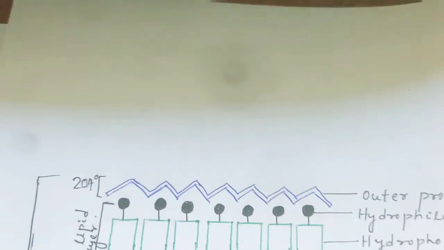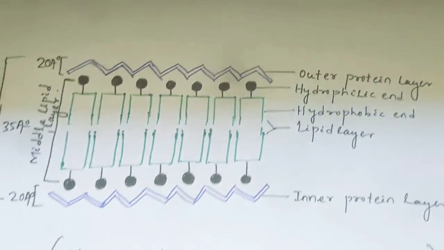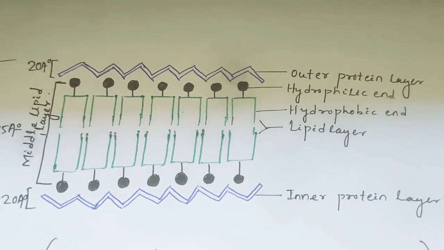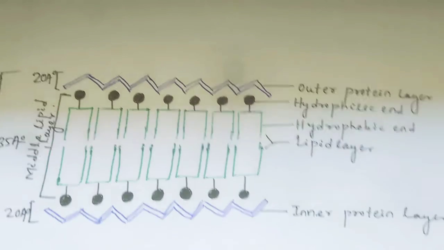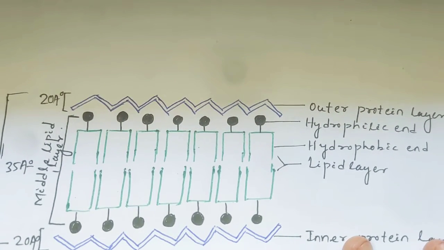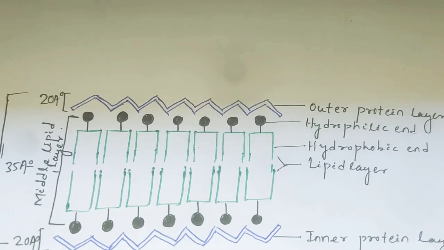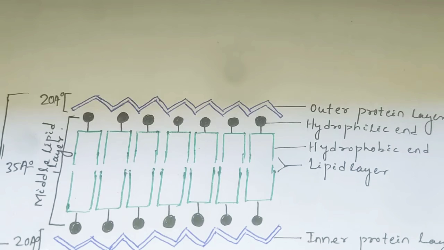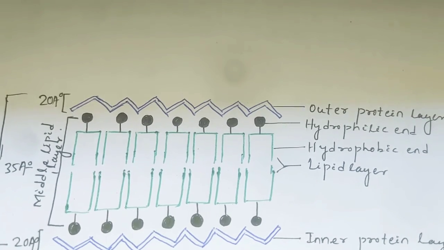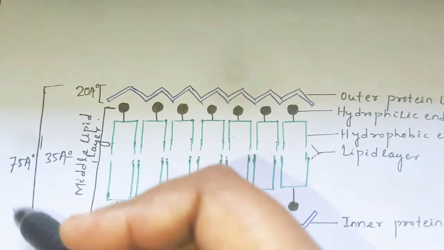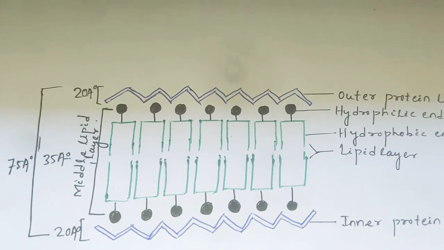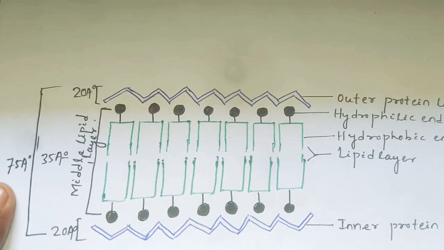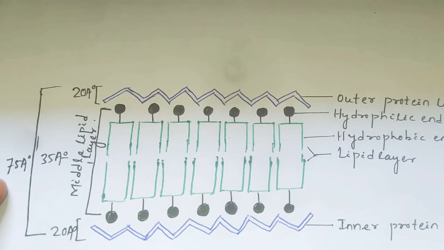So see, this is the structure of the unit membrane model of the plasma membrane. According to this model, the plasma membrane is a trilamellar structure. Tri means 3. A three-lamellar structure having a thickness of about 75 angstrom. This is known as the trilamellar structure. Later I will describe that trilamellar structure.